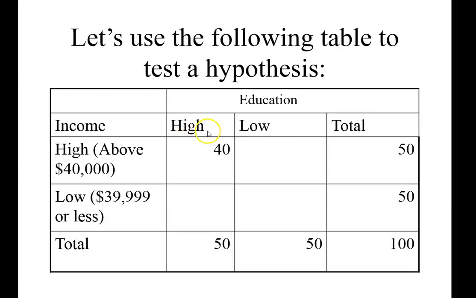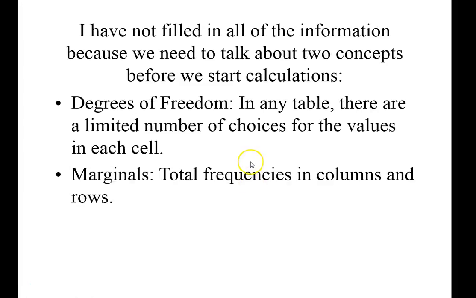So let's use the following table, and we're going to test a hypothesis using chi-square. As you'll notice, there are a couple of empty spaces. They are not filled in because there are two concepts that need to be addressed before you do the calculations. I'm going to go over these, but this is not something you need to walk away with knowing, because we're not actually going to compute the statistic. You're more concerned with how to read that table.